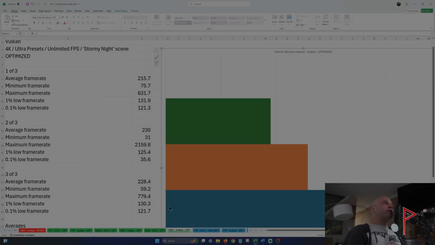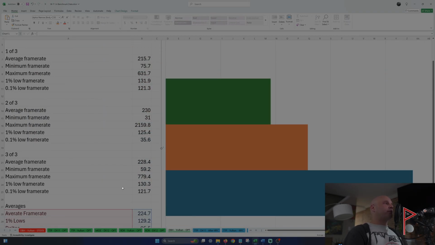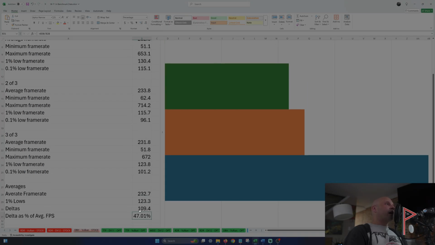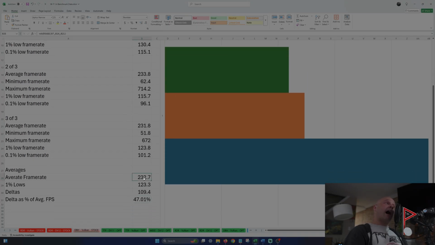And last, Detroit: Become Human. Again, I explained this is a weird game. And we did reduce our delta a little bit. This goes down to 42.5%, about 225 average FPS. And in the stock configuration, slightly higher FPS, slightly worse delta.